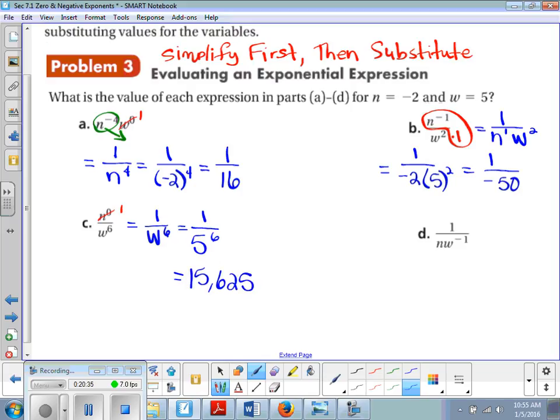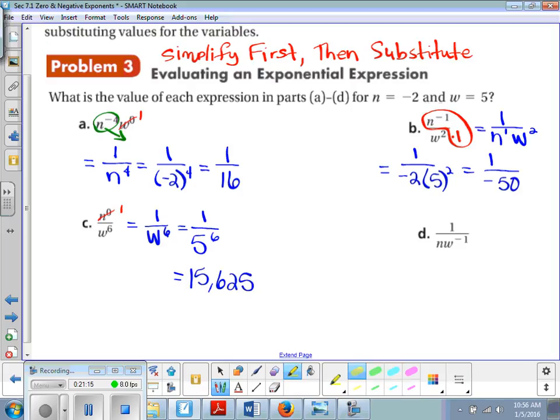Okay? Ooh, look at letter D. What am I going to flip on that? The NW? No, just the W, because the exponent is only connected to what it's right next to. If I had parentheses around the NW, then I would flip the whole thing, right? But since there are no parentheses, the only thing that's connected to that negative exponent is the W.